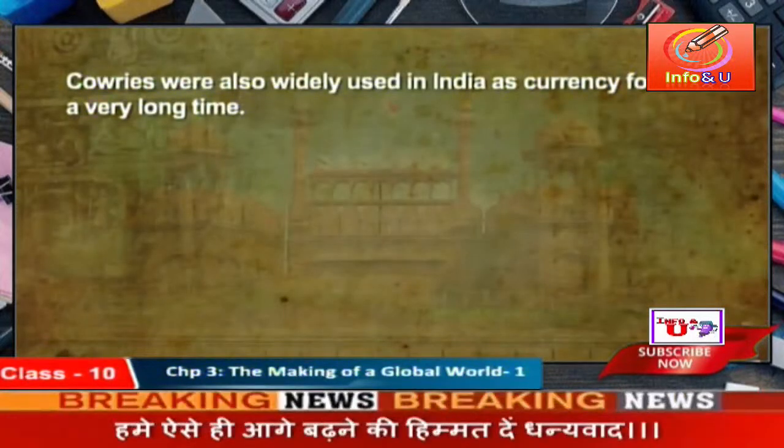Furthermore, we also know how for more than a millennia seashells, or what we call cowries in our country, from the Maldives went to China and East Africa to be used as a form of currency. Cowries, you might be knowing, were also widely used in India as currency for a very, very long time.